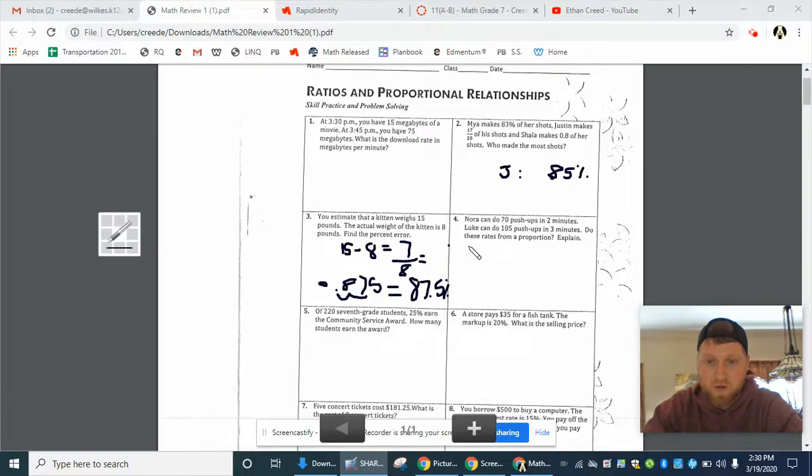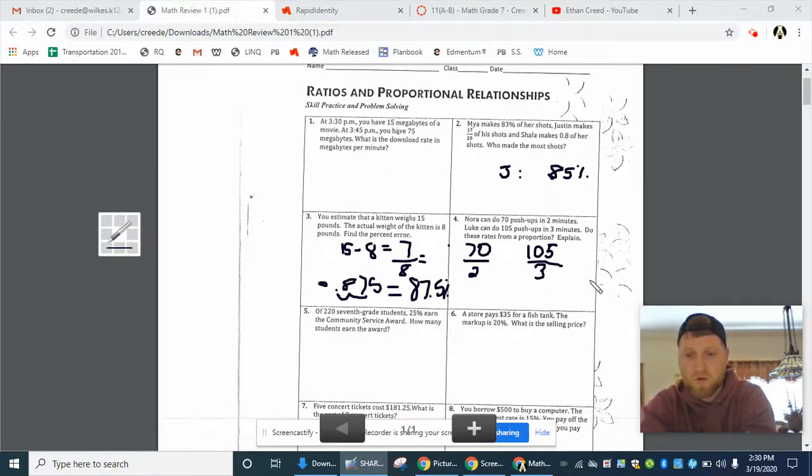So we're going to take 70 and we're going to divide that by 2. That's going to represent Nora. Now we're going to take Luke and we're going to take 105 push-ups divided by 3 minutes. So we got to find the rate of push-ups per minute. What you're going to do is take the top number, divide it by the bottom on both. Take that time now, pause the video, and come back when you are ready.